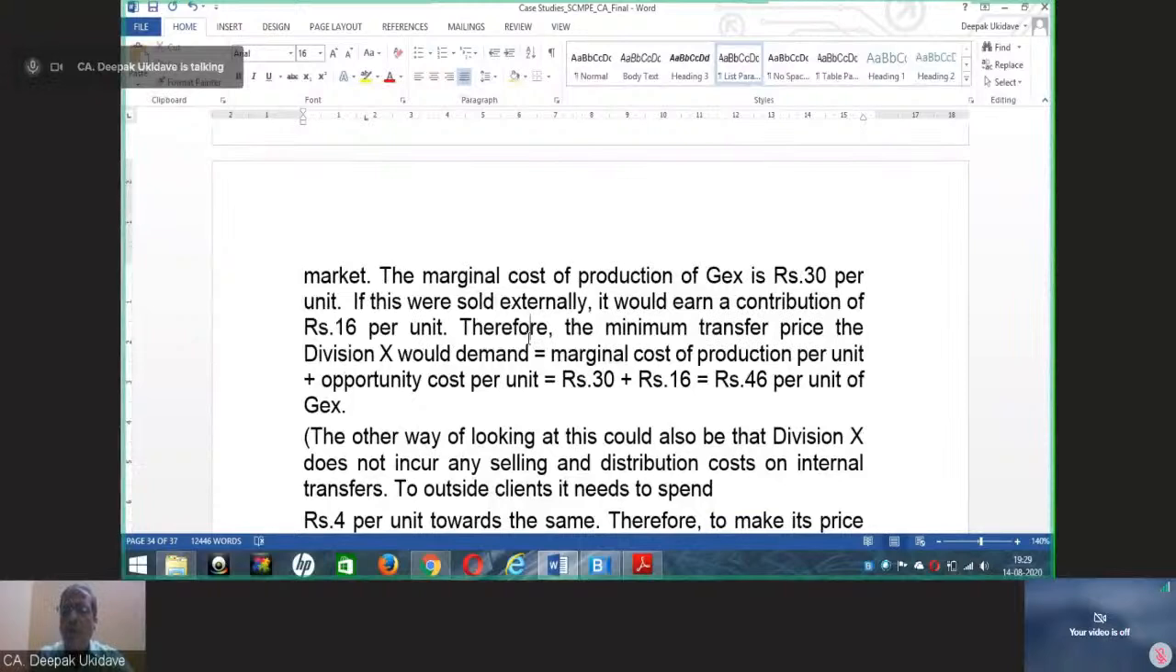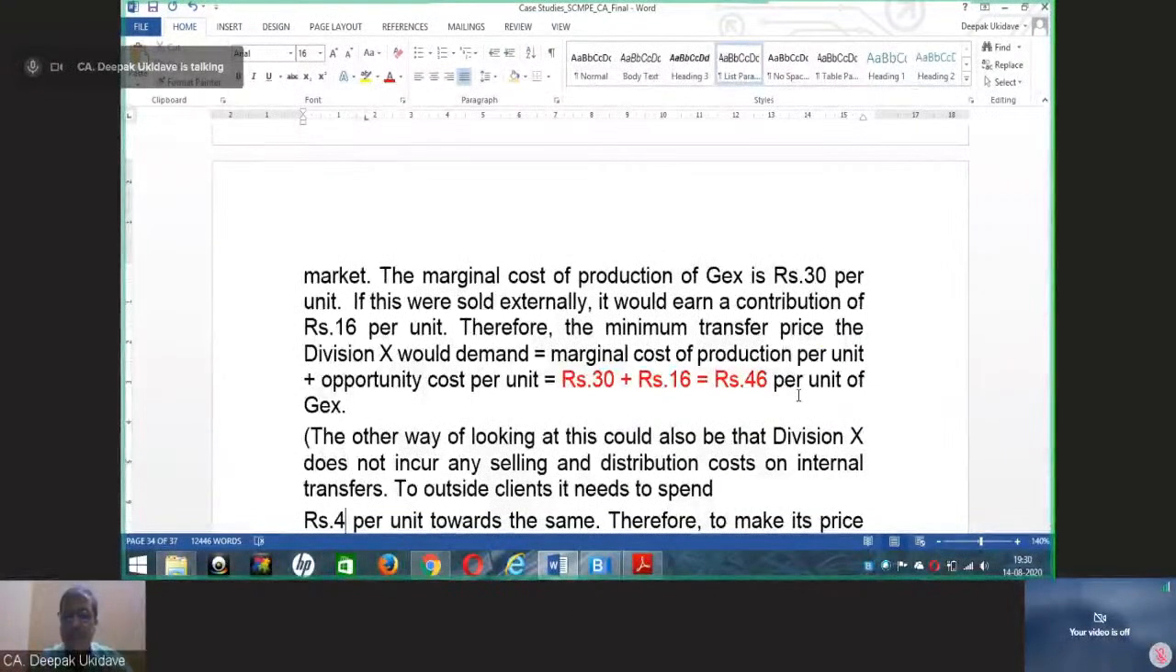So your own relevant cost of manufacturing is 30. Relevant cost is marginal cost always. We know the formula. The minimum transfer price that could be charged is equal to marginal cost of production per unit plus opportunity cost. So 30 rupees per unit is the marginal cost plus 16 rupees per unit is the opportunity cost.